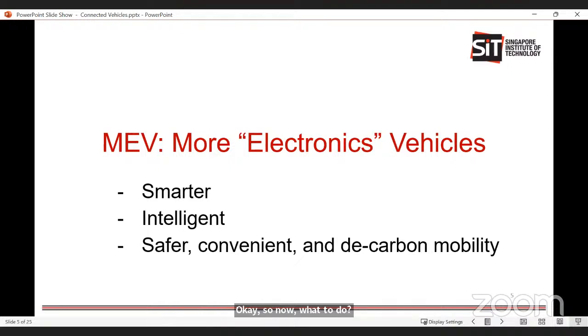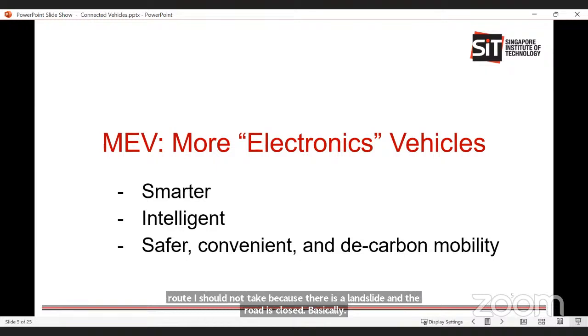Instead of electrification, now is the time for electronification. Use more electronics. Make the vehicle smart. Make the vehicle intelligent. So that the vehicle can identify which route is better, where there is no traffic congestion, which route can save time to reach my office or my final destination, which route I should not go because there is a protest and a road closure, and which route I should not take because there is a landslide and the road is closed.